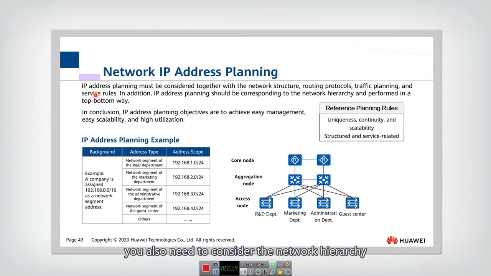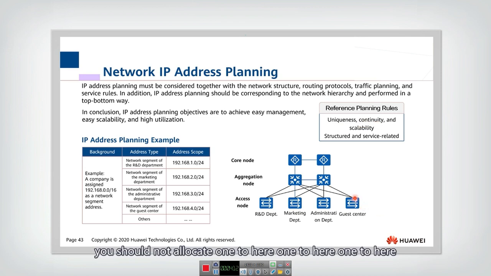In addition, you also need to consider the network hierarchy, and you need to use the top-down way. So you first get the address range of the whole network, and then from the top, divide it into, for example, two parts and then four parts for each segment. The criteria or the rules of network planning are as follows. First, you need to guarantee uniqueness. One interface can only be allocated one IP address. They cannot repeat with each other. It must be unique. Second, you should allocate continuously.